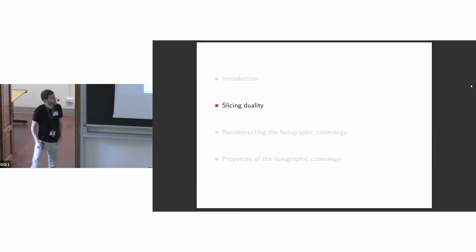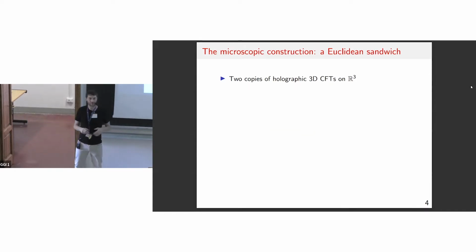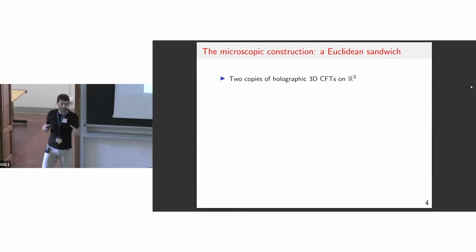Okay, so let's dive into what we've done in these last few years and months. I will start by talking about only the microscopic construction, so not gravity for the first few slides. It's only the boundary theory. And the boundary theory we consider is two copies of a holographic 3D CFT. So there will be an asymptotically AdS spacetime associated to each one of these 3D CFTs.